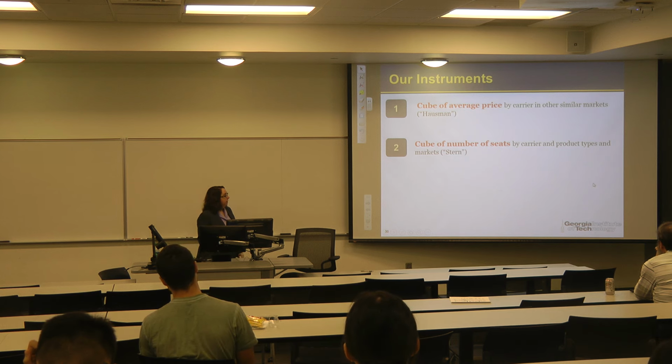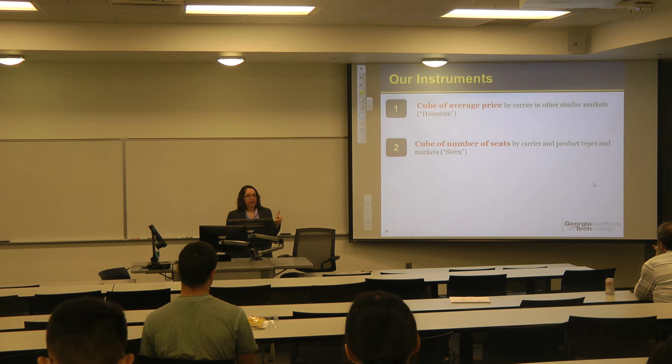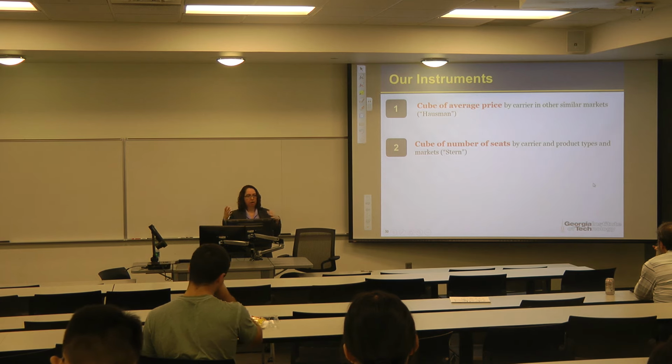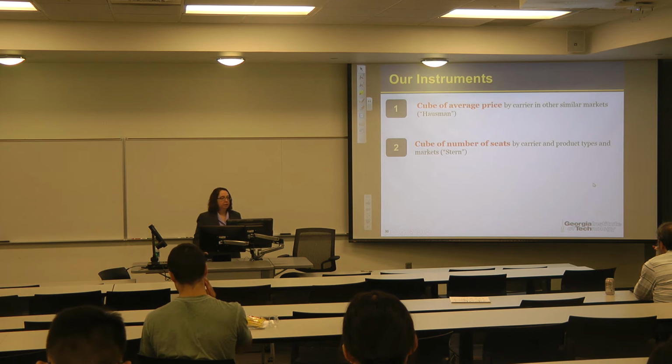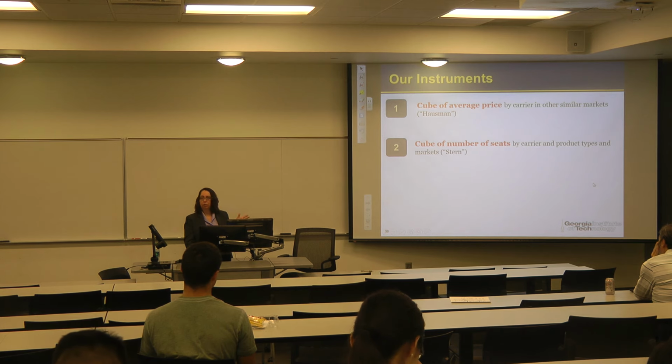Our instruments, at the end of the day, we found are two instruments. One is the Hausman type, and one is the Stern type. So we found the cube of average price by carrier in similar markets, and the cube of the number of seats. So what's going on in similar markets, and what's going on in terms of the capacity you're offering in that first business class cabin versus your low-cost coach cabin was important. There is no behavioral explanation I can give you for why it was the cube. Again, a lot of this just becomes a statistical modeling exercise. The intuition is really that average price isn't affecting my choice, and number of seats is not affecting my choice. That's the behavioral intuition for why these instruments sort of work.